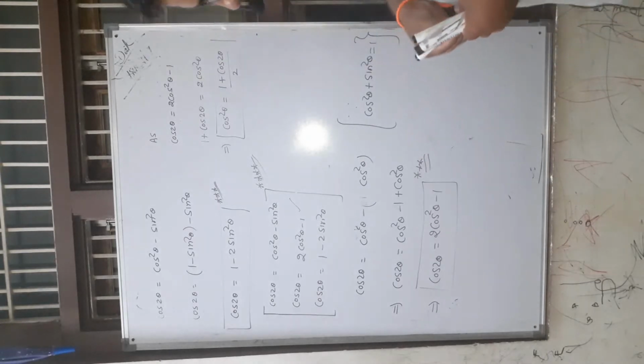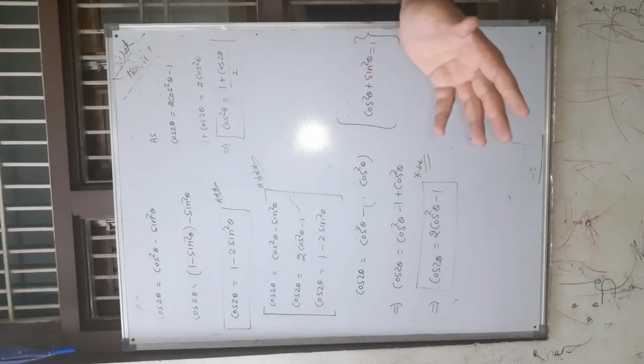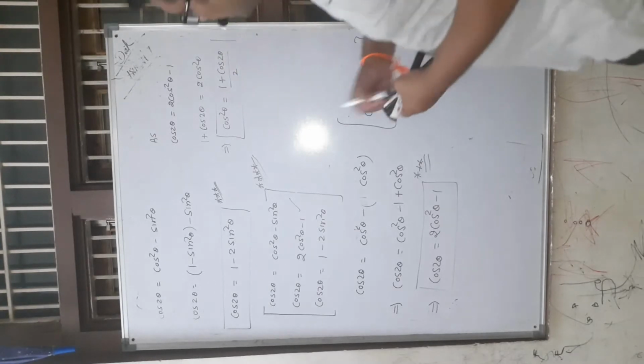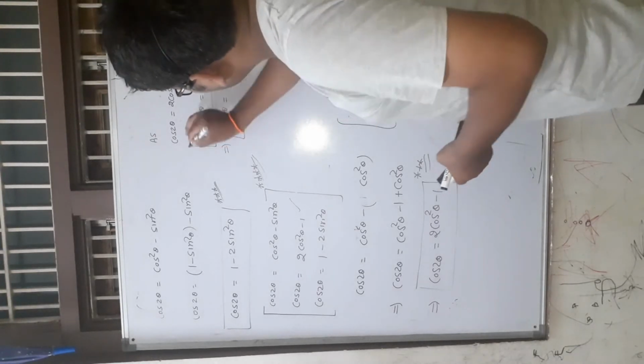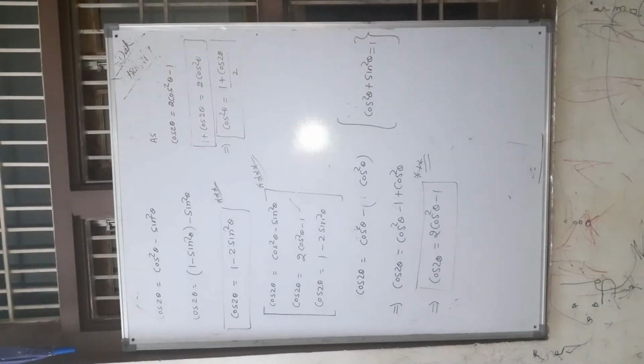If we have to convert cos square theta in basic terms like sin theta and cos theta, then we can write down cos square theta as 1 plus cos 2 theta divided by 2, or this formula is directly also used in various questions. 1 plus cos 2 theta is equal to 2 cos square theta. So note down all these formulas.